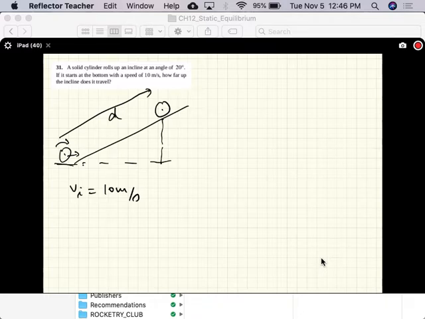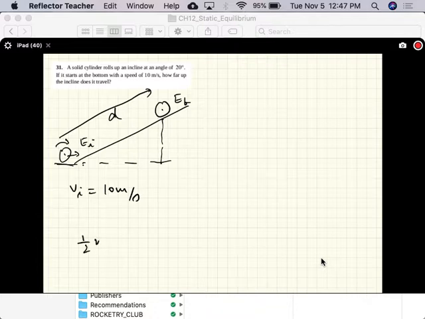All right, so what we're trying to find is how far up the incline it will roll. What happens is the kinetic energy at the bottom has gotten converted to potential energy. That's the principle we'll use. Energy at the initial point is equal to energy at the final point. Only conservative forces were doing work. Only gravity was doing work.